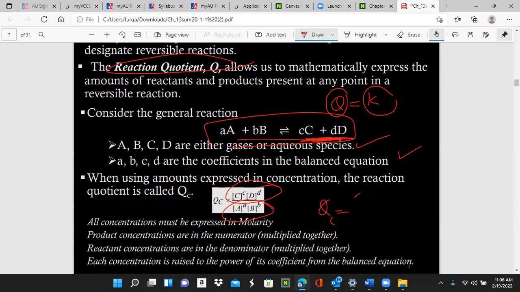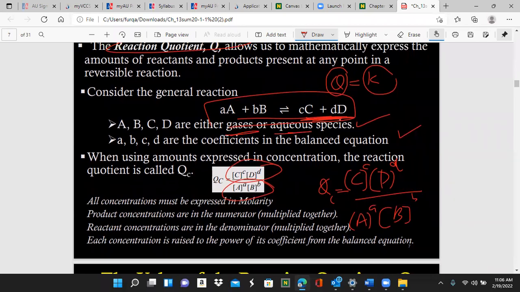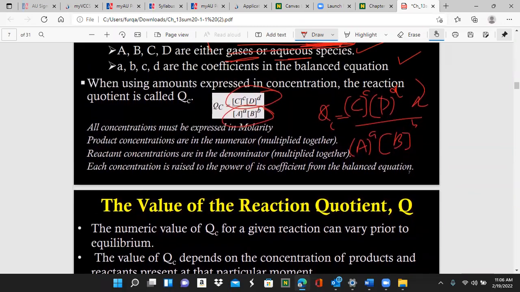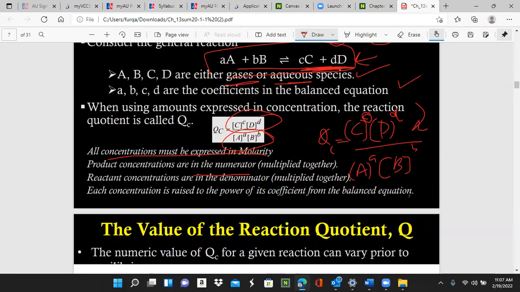So it's going to be [C] to the power c, and then [D] to the power d, because d moles of that. And then the reactants go down here, so it's going to be [A] to the power a, times [B] to the power b. As simple as that, because all of them are either gases or aqueous, they will be included in the expression, otherwise not. So all concentrations must be in molarity. Product concentrations are in the numerator. Do not forget that these powers are the mole ratios that you have in the balanced chemical equation.